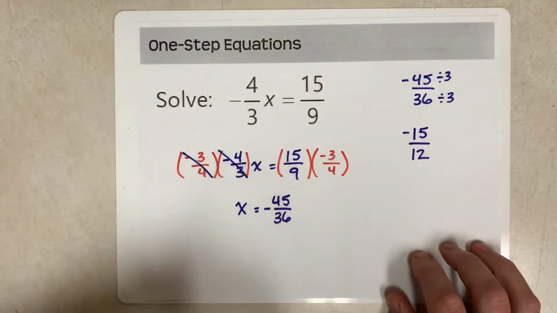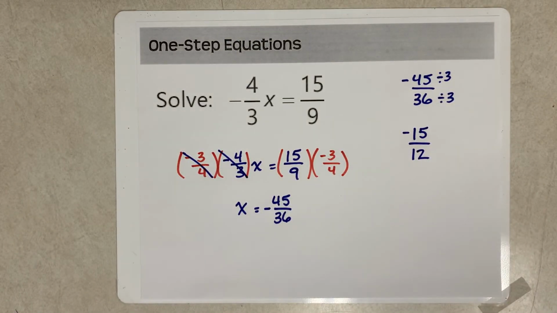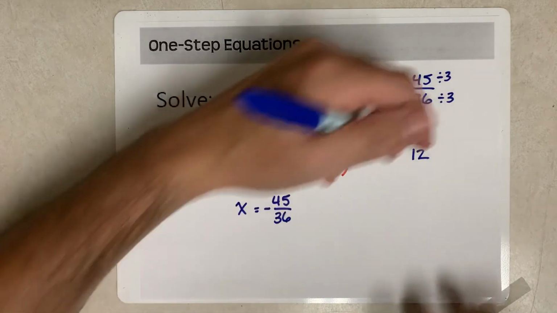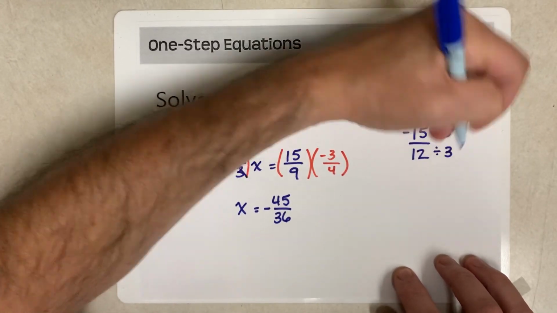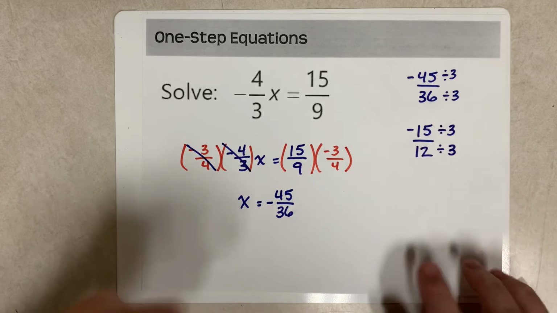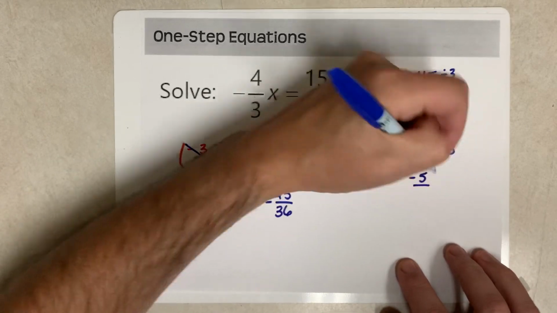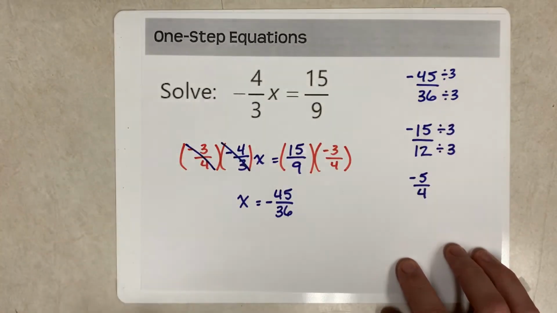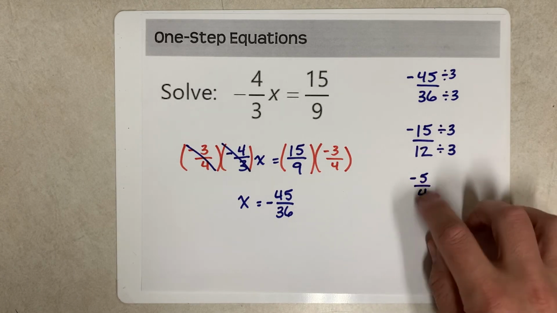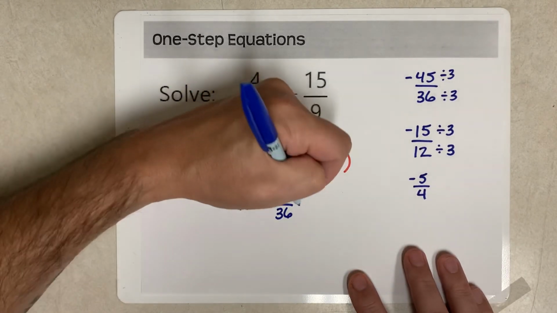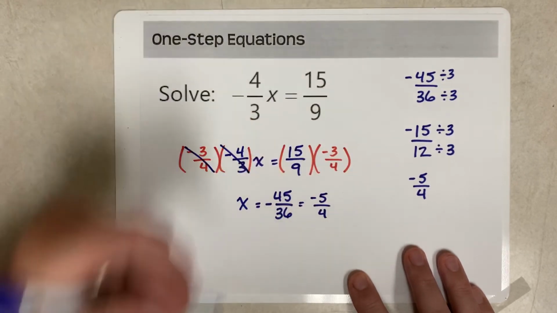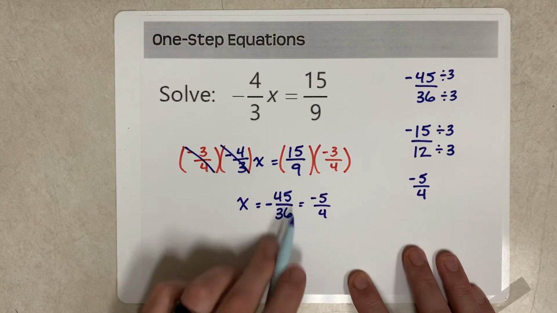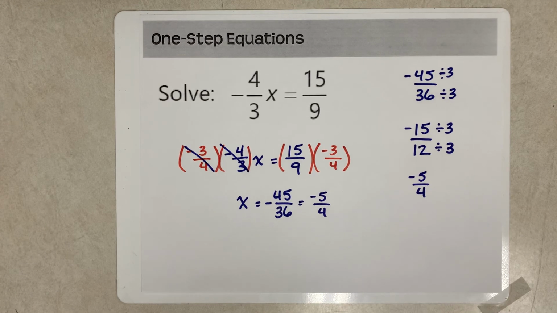Like that. Okay, so 15 and 12, well, those are both divisible by 3 again. And sometimes you have to do this a couple times until you get it. Negative 15 divided by 3 is negative 5. 12 divided by 3 is 4. So I'm looking at negative 5/4. And so I'm going to claim that negative 5/4 is my final answer instead of this one that has not been simplified.